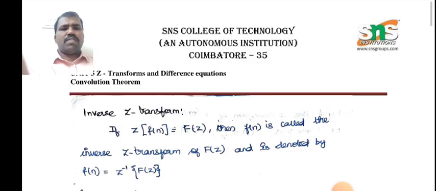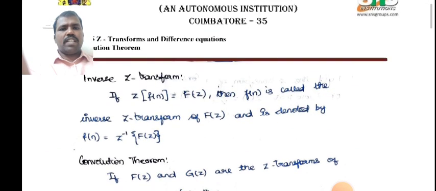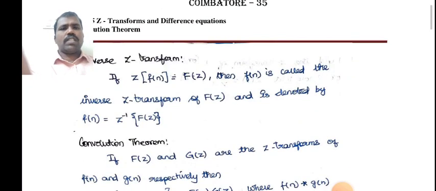If Z of f of n equals capital F of Z, then small f of n is called the inverse Z transform of capital F of Z and is denoted by f of n equals Z inverse of F of Z. Left hand side Z goes to the right hand side, Z inverse of F of Z.